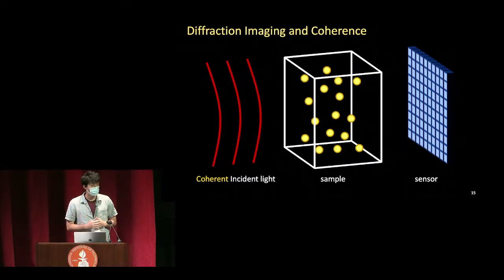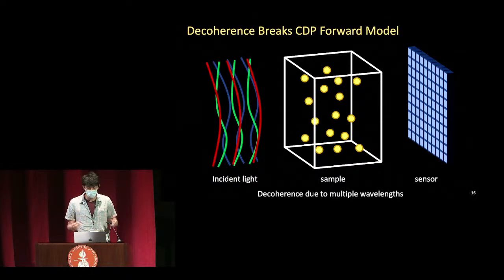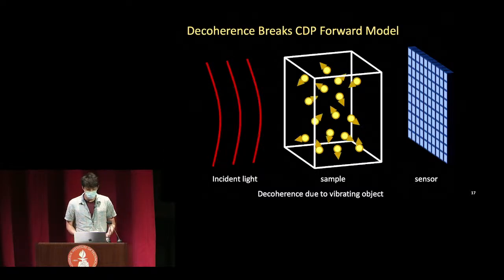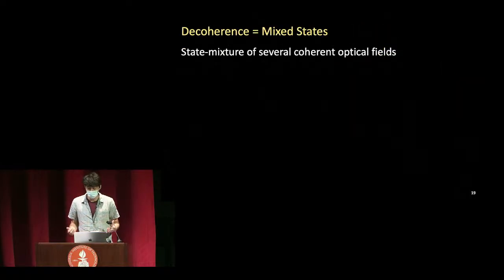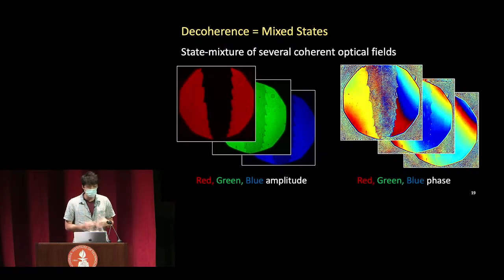But so far, we've assumed a coherent model for imaging. This assumption does not always hold, and decoherence that breaks this model can arise in a variety of ways. A light source might consist of multiple distinct wavelengths. The sample might vibrate and change rapidly during the sensor's exposure. Or the sensor might average a field over the area of larger photodiodes. In all of these cases, we can model decoherence as a state mixture of several coherent optical fields. And in this paper, we focus on the multi-wavelength setting, where our state mixture consists of amplitude and phase for each wavelength.